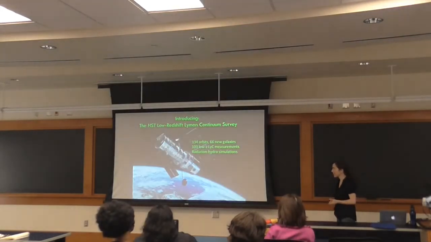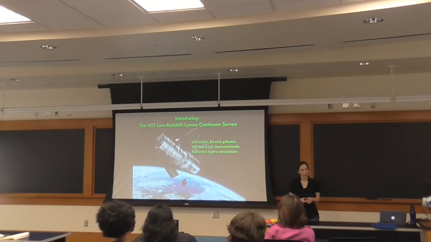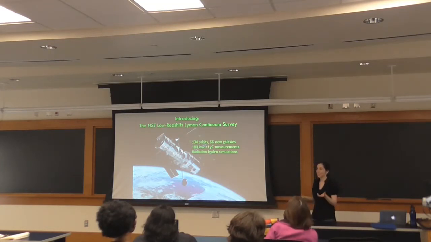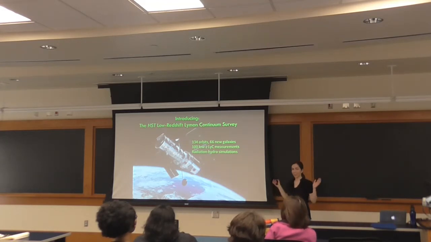And so that's why we are starting a new program with Hubble. This is a large program, the Low-Redshift Lyman Continuum Survey, cycle 26. And we have 134 orbits. We're getting 66 new low-redshift galaxy measurements of Lyman continuum, testing those various proposed selection criteria. And because we have such a large sample, we'll hopefully be able to test the effect of orientation on the scatter we see in these relationships. This will bring the total number of low redshift Lyman continuum measurements to 100. So we're finally going to have a real statistical sample to start looking for that.